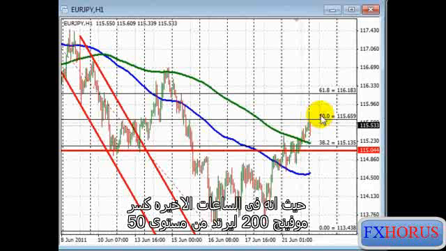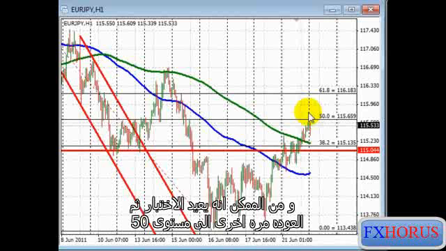Getting back above the 50% retracement, it did move sharply higher above that level off of the announcement of the vote of confidence, and moving back above that 65 level should lead to higher levels in the euro yen.